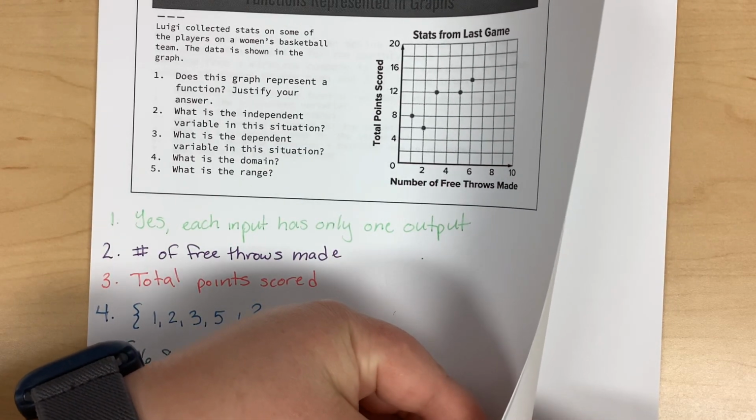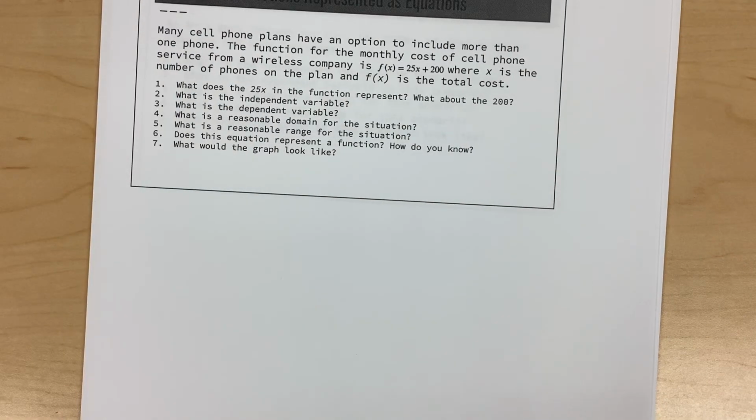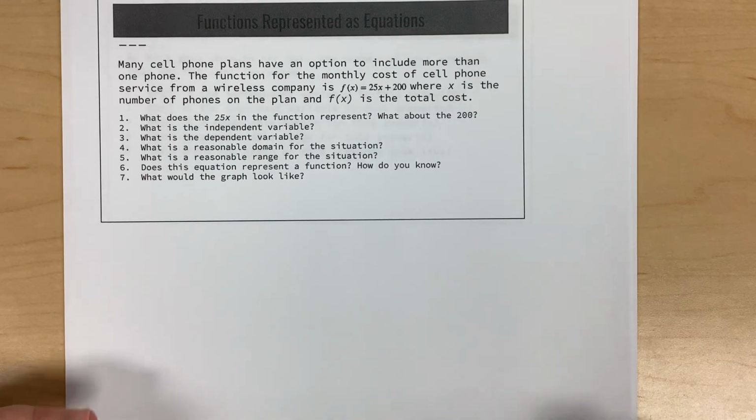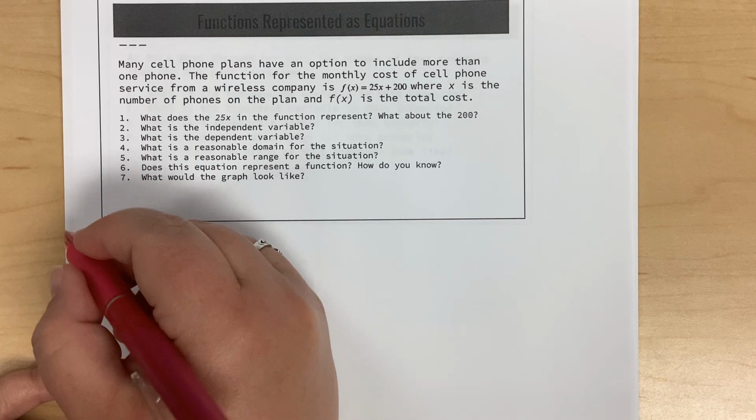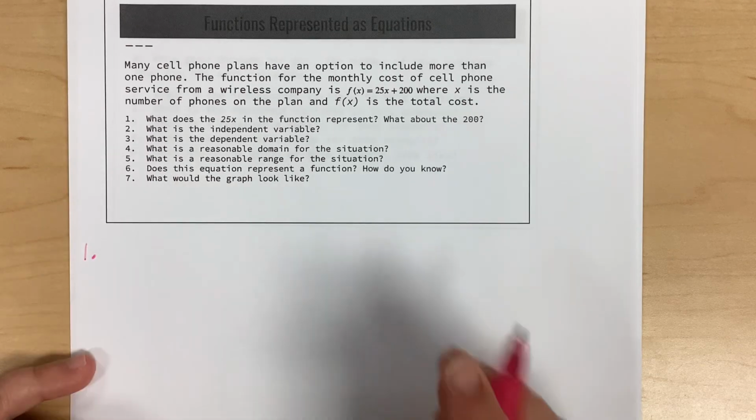If I can get the paper to turn. There we go. All right, many cell phone plans have an option to include more than one phone. The function for the monthly cost of cell phone service from a wireless company is f of x equals 25x plus 200, where x is the number of phones of the plan and f of x is the total cost. All right, so let's talk about number 1. It says, what does the 25x in the function represent? And what about the 200?